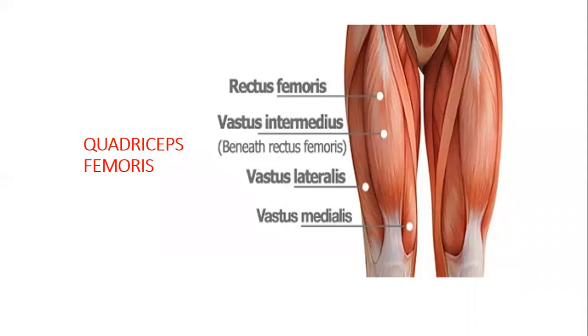Rectus femoris is made up of the two heads of origin. Quadriceps femoris, what is it? It is made up of the four different muscles or four different groups of the muscle, but rectus femoris is made up of the two heads, one head and second head, both are from the hip bone.